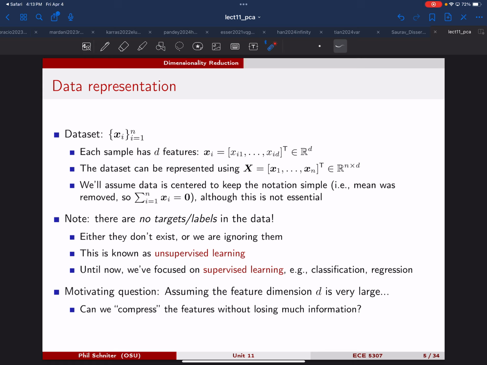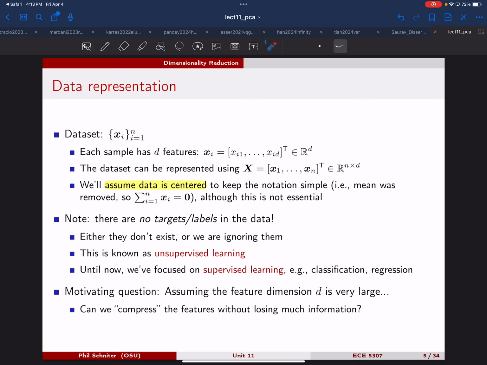And we are going to assume, to make the derivations easier, that the data is centered, meaning we have computed the sample mean and subtracted it, so that basically when we look at the sample mean of our new features, it's 0. Okay. This is not essential for the ideas, but it just keeps our derivation a little bit easier.